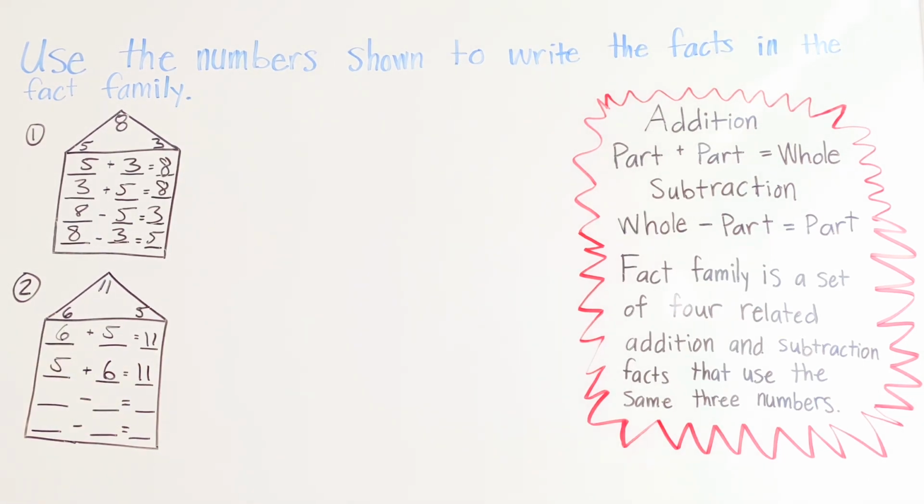Okay, now for our subtraction, once again, we're gonna have to use our whole. Our whole is 11, so we go 11 here, and it has to be 11 as well. Here, we're gonna use the first one, 6. So 11 minus 6 is gonna be 5. Now we have 11 minus the other part, which is 5. 11 minus 5 is gonna be 6.